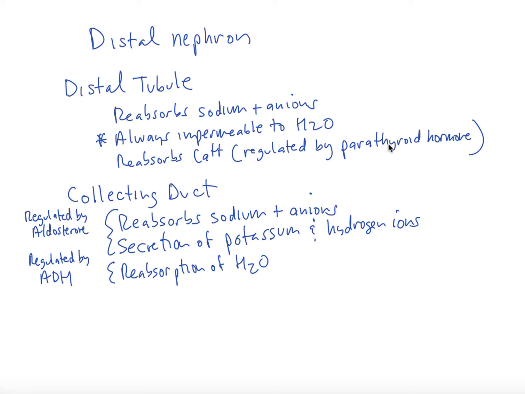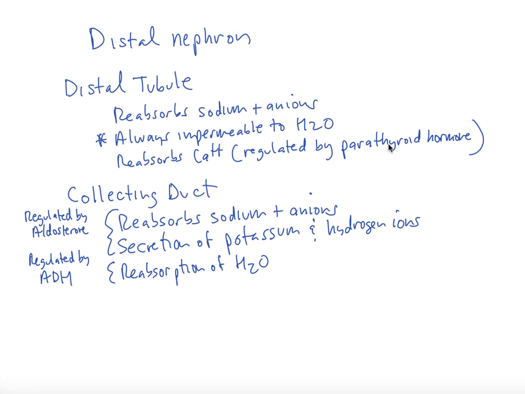Finally, the collecting duct, if we just group all the different cell types together and simplify things, we can say we're reabsorbing sodium and associated anions, and there's some cells in the collecting duct that can secrete potassium and hydrogen ions, and this process of reabsorbing sodium and secreting potassium and hydrogen is under the regulation of aldosterone. The reabsorption of water, which depends on antidiuretic hormone, that's a variable reabsorption capability of water.